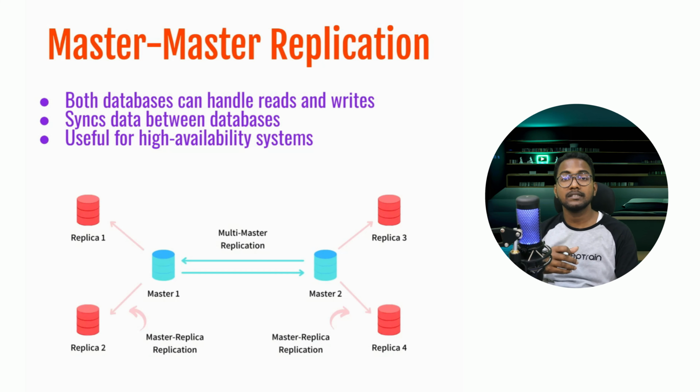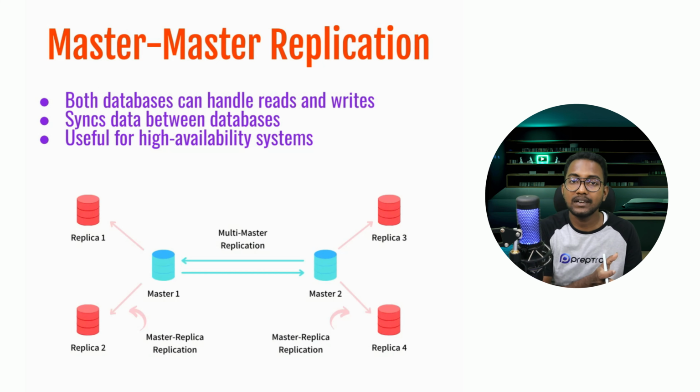Master-master replication is great for systems that need redundancy and fault tolerance. If one database goes down, the other can still handle both read and write, ensuring that the system remains available to users. However, the complexity of keeping everything in sync and resolving conflicts means that this setup requires more careful planning and management than simpler master-slave replication.